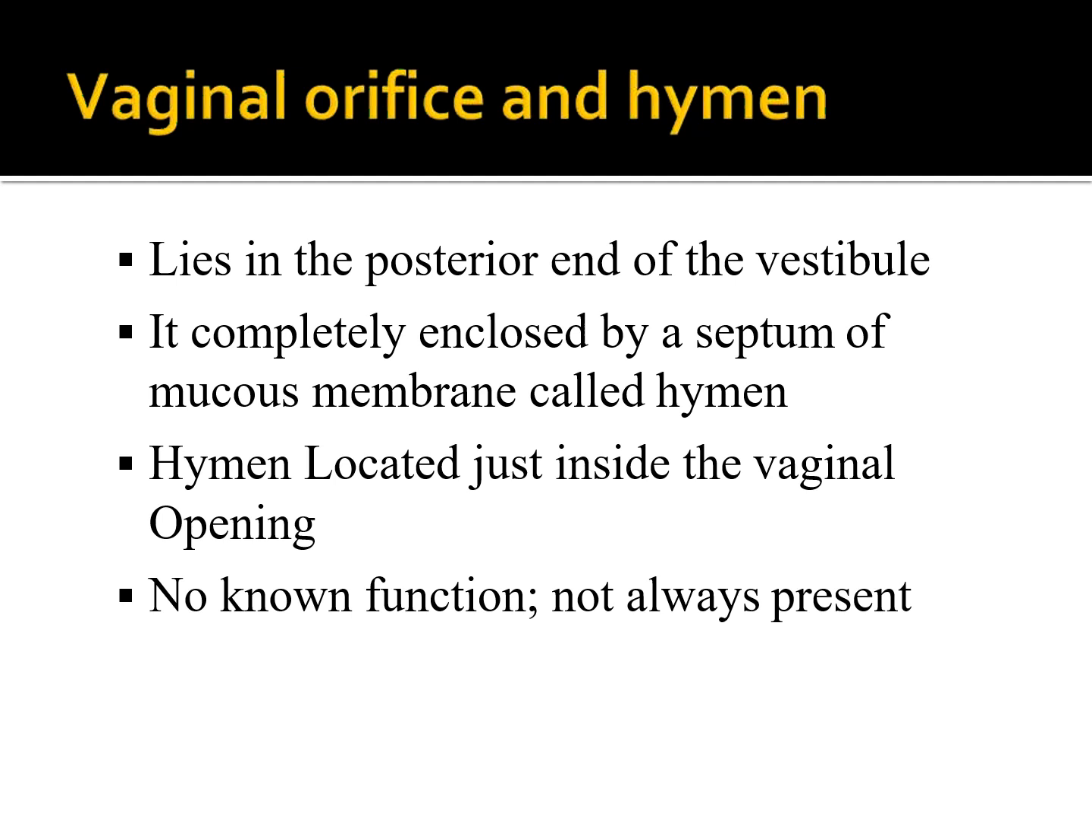And next is the vaginal orifice and hymen. They lie in the posterior end of the vestibule. The orifice is completely enclosed by a septum of mucous membrane called the hymen, and the hymen is located just inside the vaginal opening. Actually, the hymen does not have any particular function, and sometimes it might not even be present.